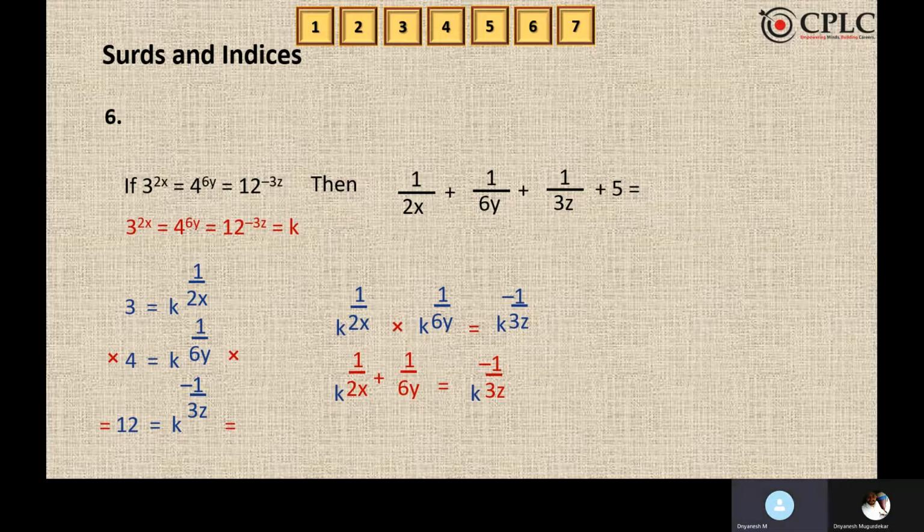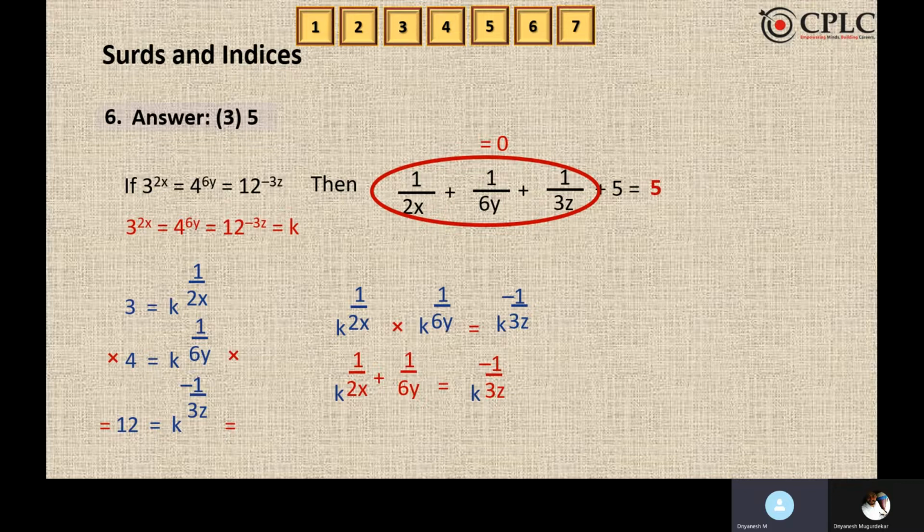Later on, if you remember the value that we were supposed to find out, 1 upon 2x plus 1 upon 6y plus 1 upon 3z, we have just now figured out that this entire thing is 0. That means the final answer will be 0 plus 5. Answer is 5. Option 3.